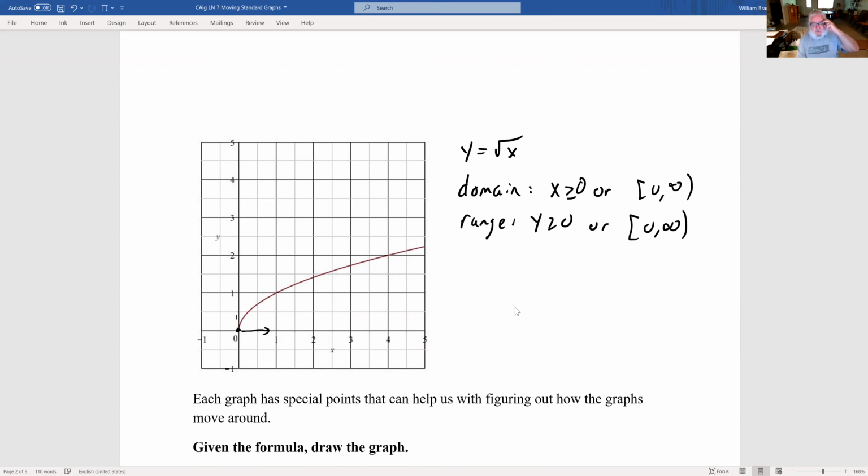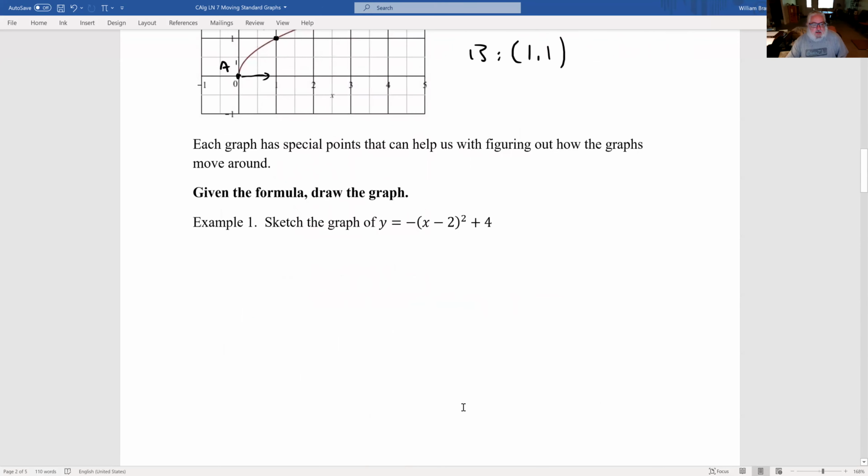Unlike the other two graphs, this one has a restricted domain. And it's only got two special points that we're particularly interested in. A is the point 0, 0, and B is the point 1, 1. Okay, so those are three basic graphs. And we've got these special points that can help us figuring out how graphs move around.